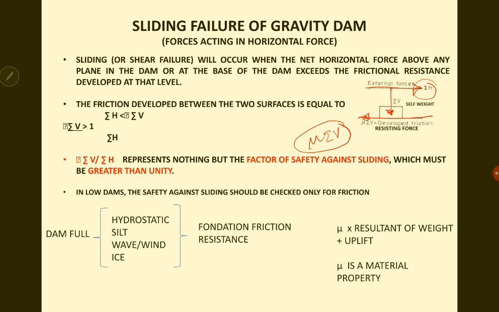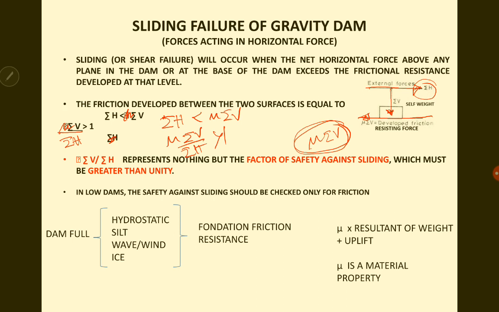Compare sigma h and sigma v. If sigma h is less than mu into sigma v, or you can say that mu into sigma v by sigma h is greater than 1, in that case it will be safe against sliding.